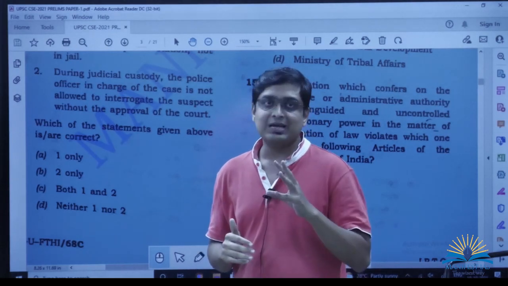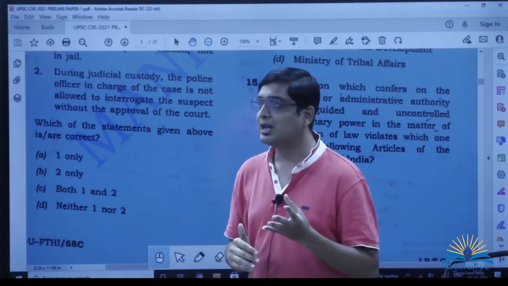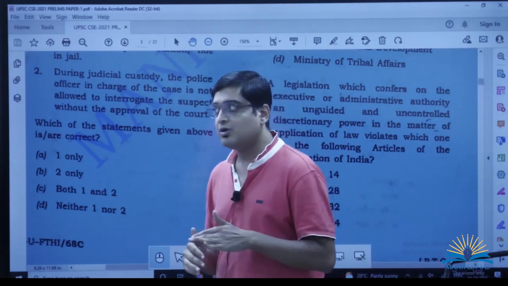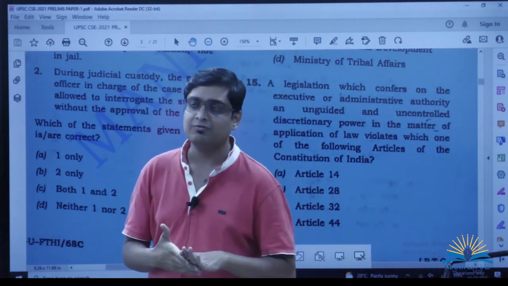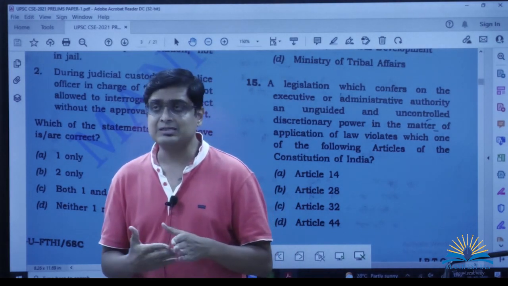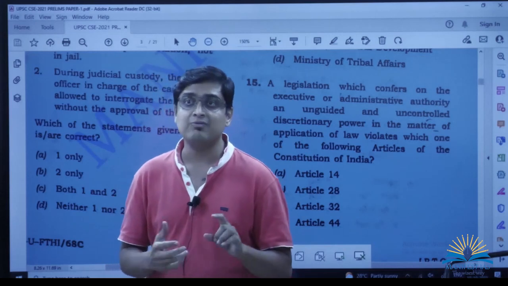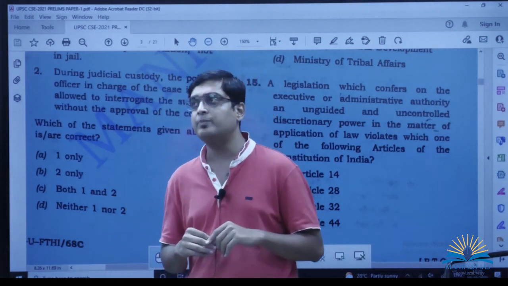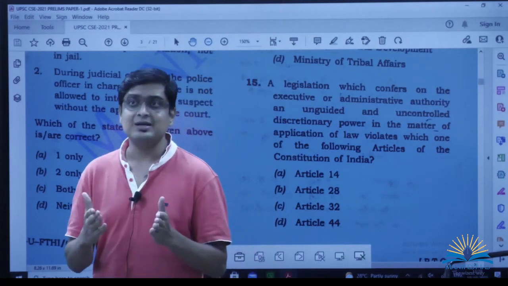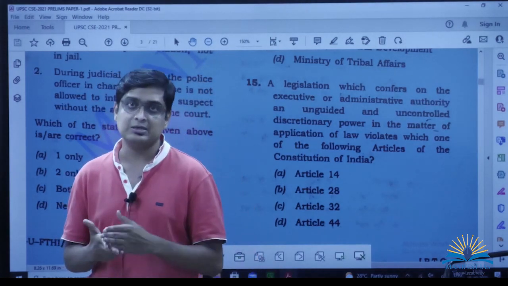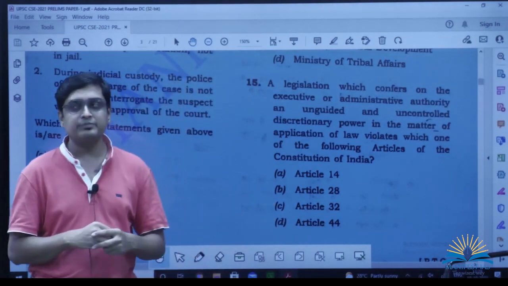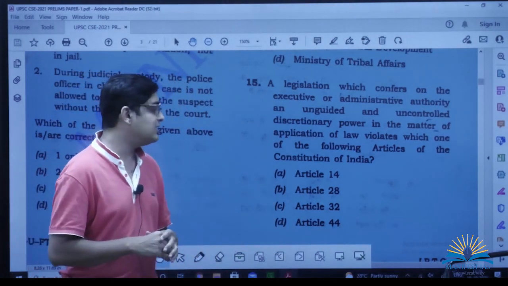So when I say there is a willful disregard of the law, what will happen? There won't be an equal application of law, or there won't be a right application of law. There will be a complete disregard to law, and what will happen? There will be an arbitrary application of law. So arbitrary application of law violates which one of the articles? That is equality before law, rule of law, etc., which is mentioned in Article 14. So that is why Article 14 is directly violated here.